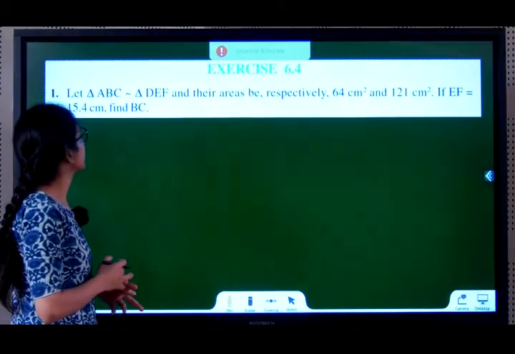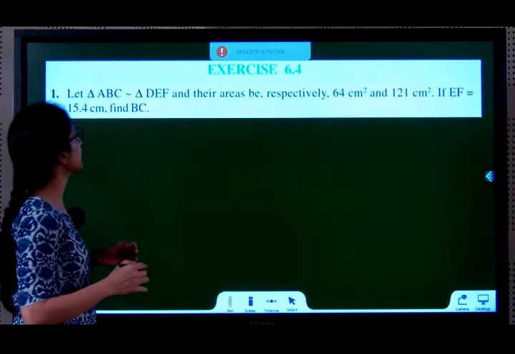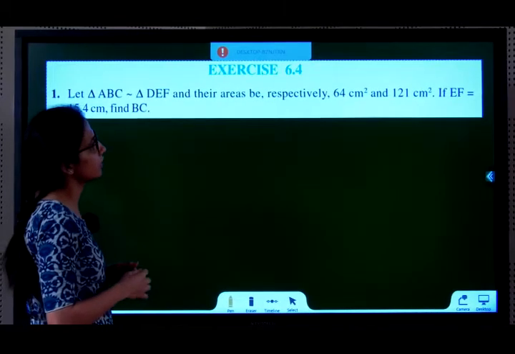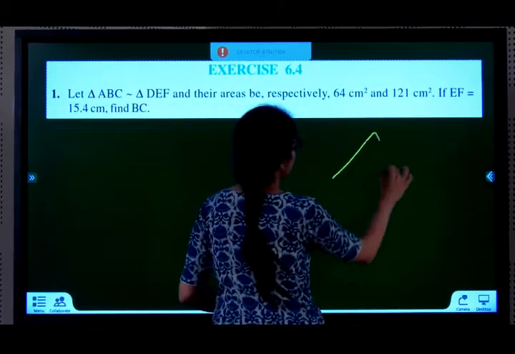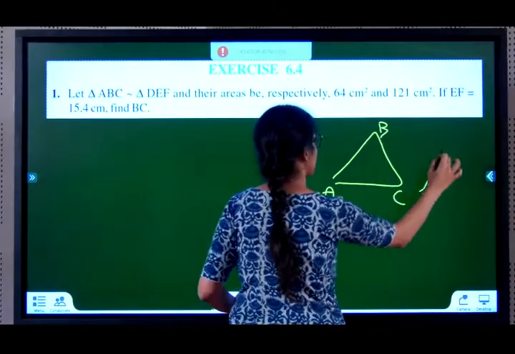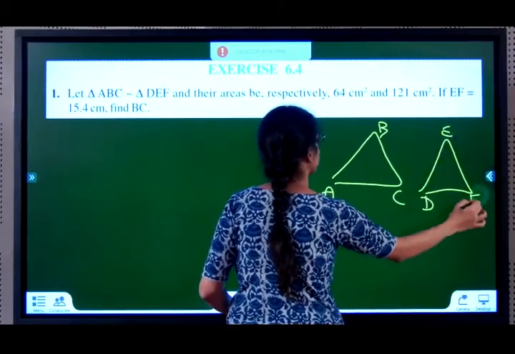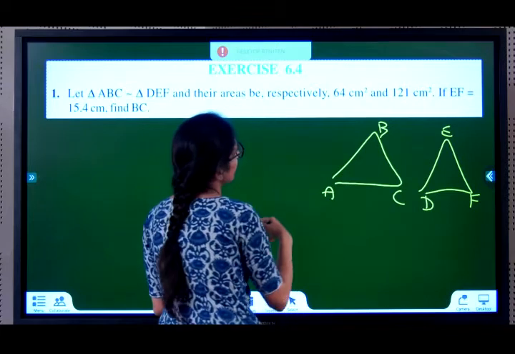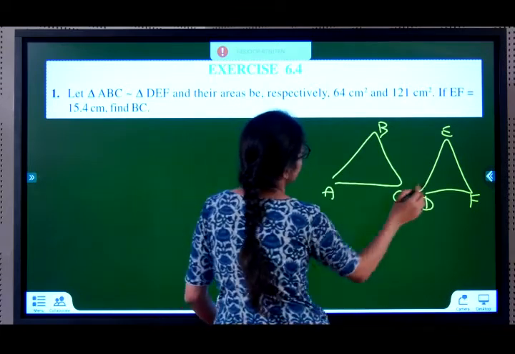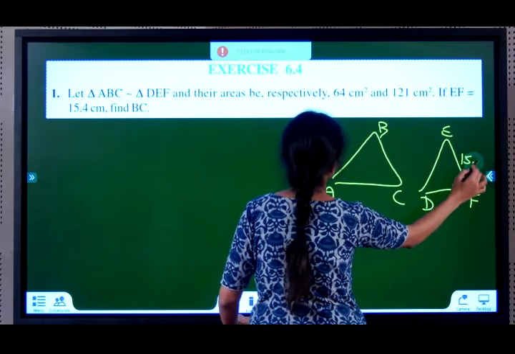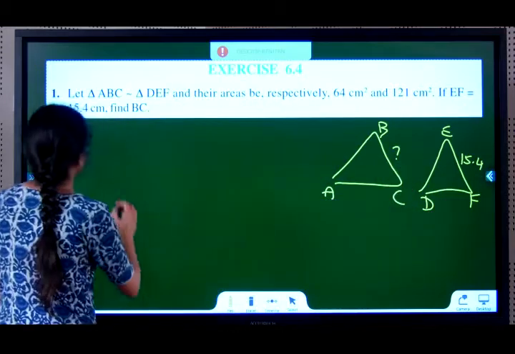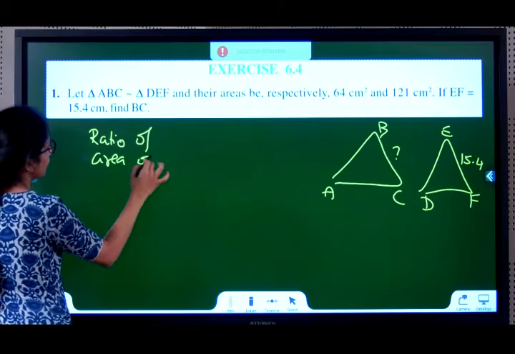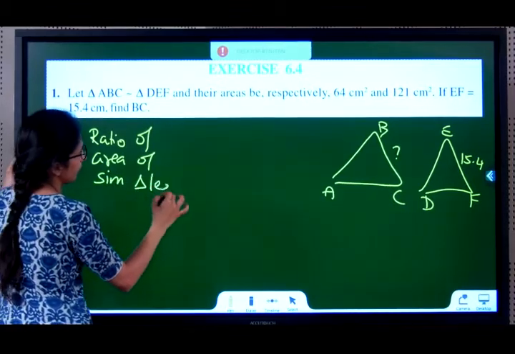Exercise 6.4, first question. Let triangle ABC be similar to triangle DEF and their areas be respectively 64 and 121. So they have given ABC is similar to DEF and their areas are 64 and 121. EF is 15.4, find BC.